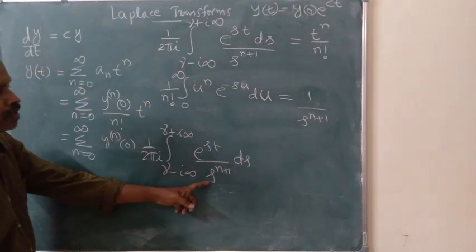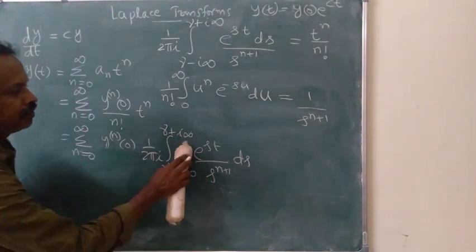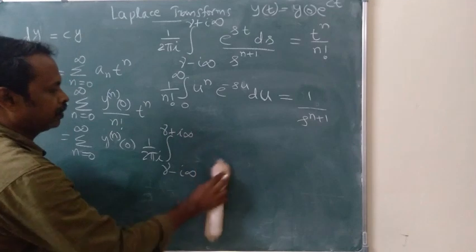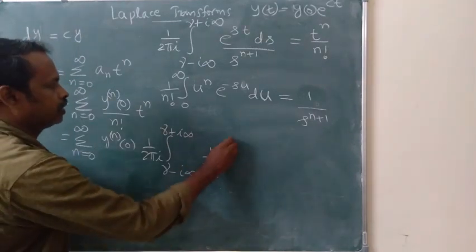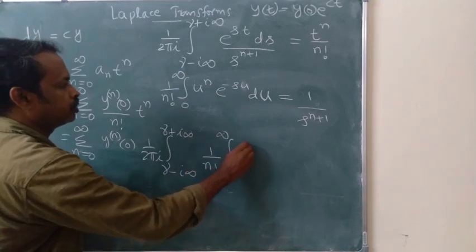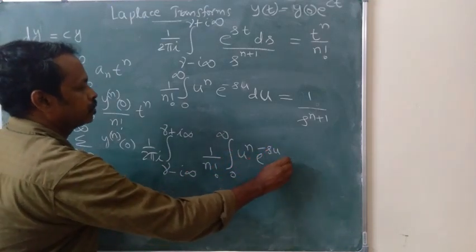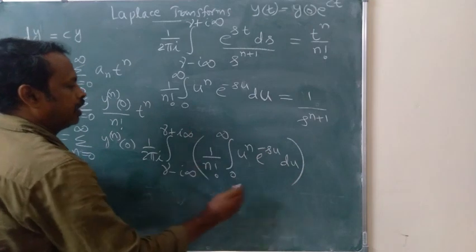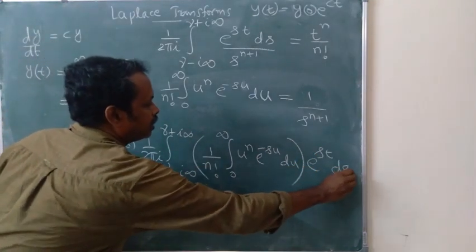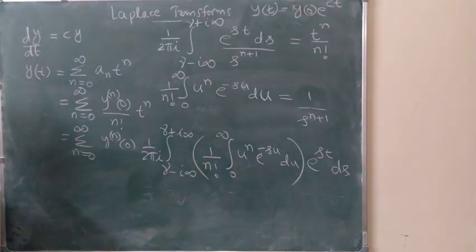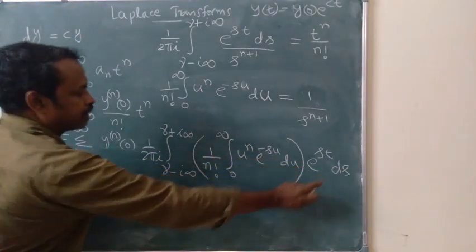1 by s raised to n plus 1 that appears here, we will substitute for 1 by s raised to n plus 1 as 1 by n factorial integral 0 to infinity u to the power n e to the power minus su du. And earlier there was an e to the power st and ds there. So that is also written here.